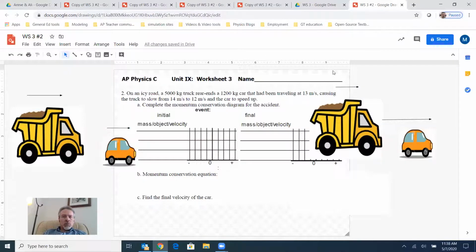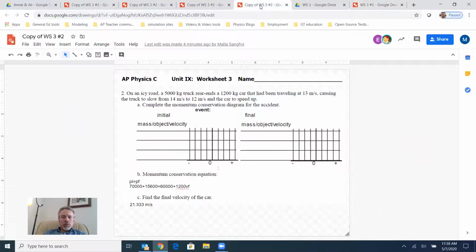I'm hoping I'm not picking the same people all the time. I'm going to pick somebody here at random. So they said the initial momentum is equal to the final momentum. They figured out the initial momentum of each vehicle beforehand, so they got 70,000 and 15,600. And afterwards, the final momentum would be of the truck 60,000 plus the final momentum of the car, 1,200 times vF, and they solved for the speed of the car: 21.33 meters per second.